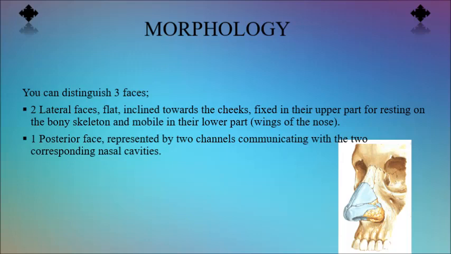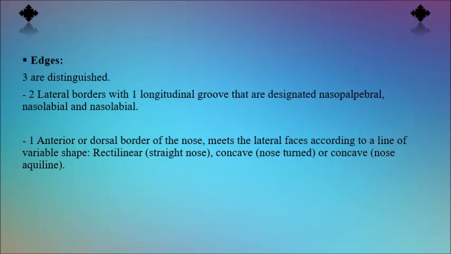inclined towards the cheeks, fixed in the upper part by resting on the skeleton bone and movable in the lower part. This area corresponds to the wings of the nose. The other corresponds to a posterior face represented by two channels that communicate with the two corresponding nasal cavities. According to its edges, two lateral edges are described, each one with the longitudinal furrow designated nasopalpebral and nasolabial, according to the portion that is studied.